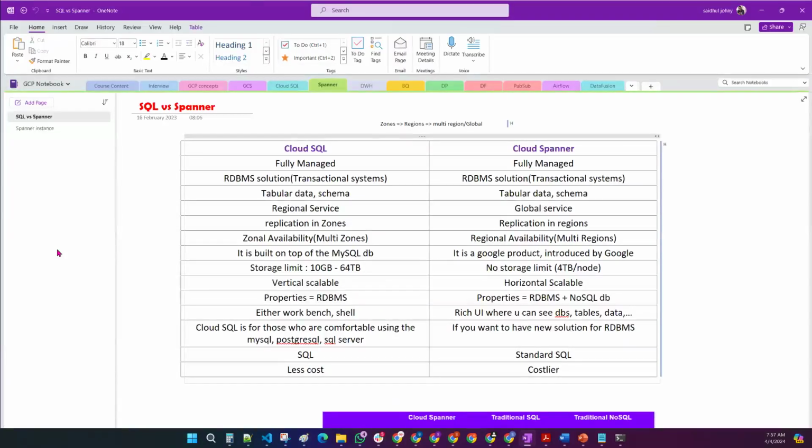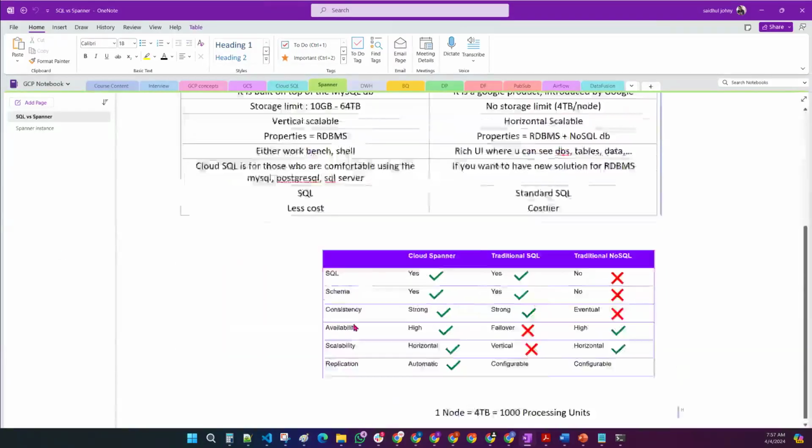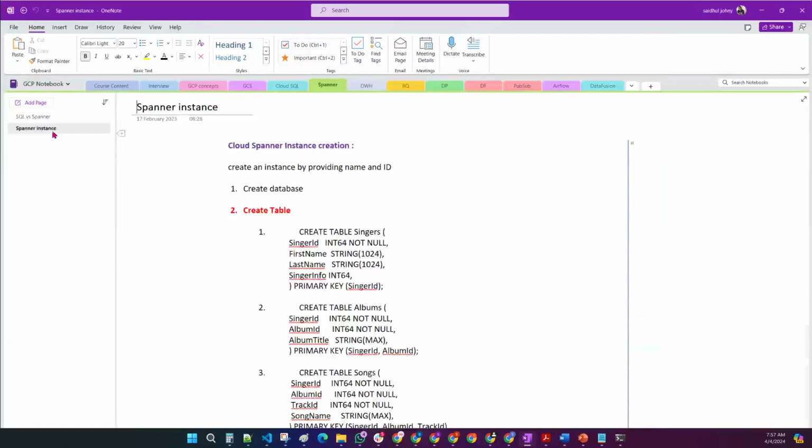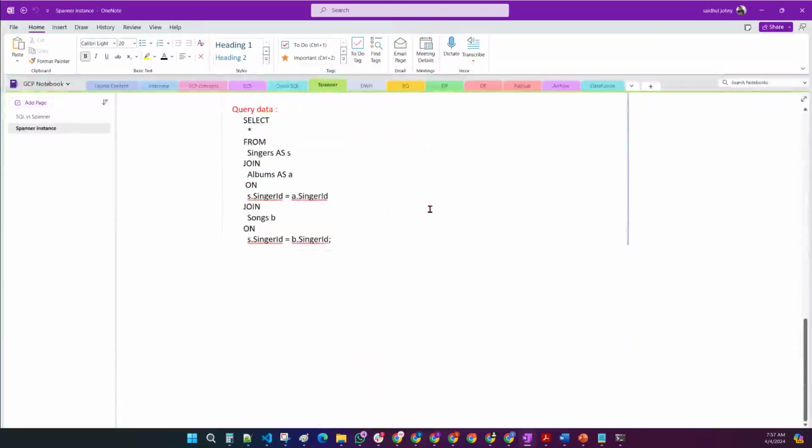What is the difference between it and other databases, and how to work with Spanner? How do we create a Spanner instance? How do we create tables? How do we manage the databases? How do we manage the tables, keys? All of those things we will be having.